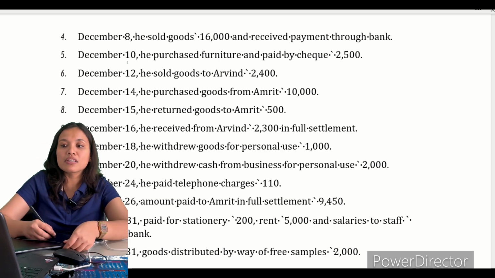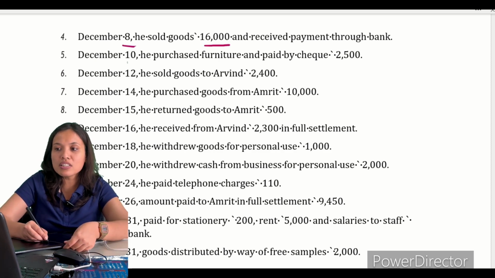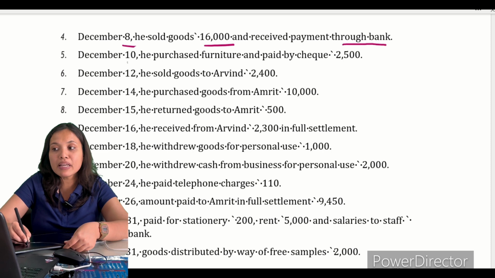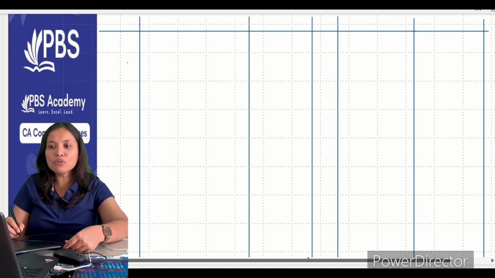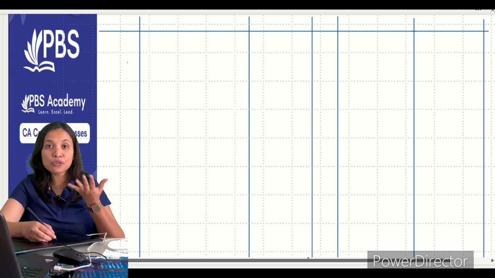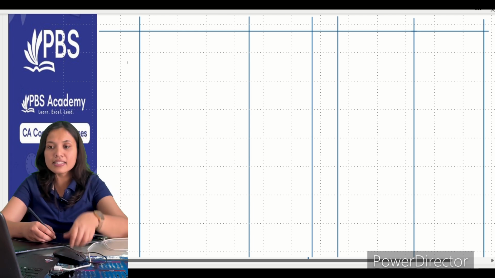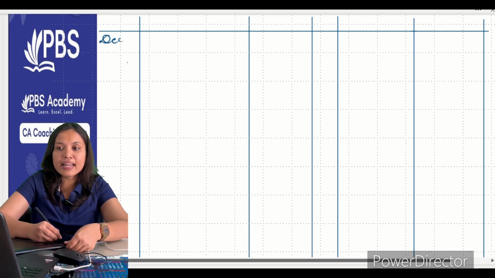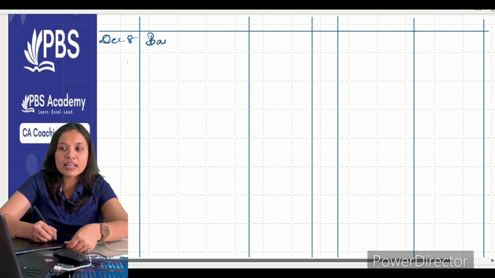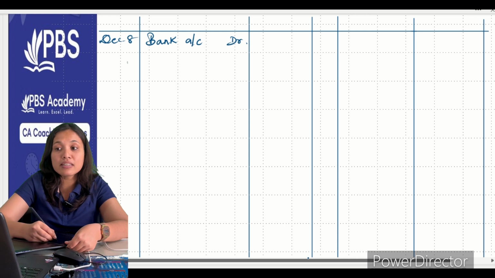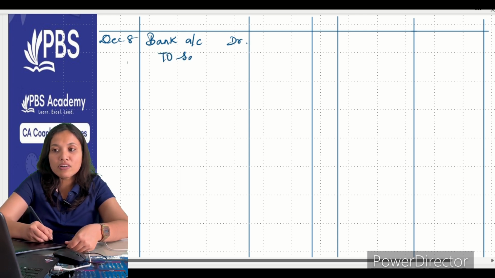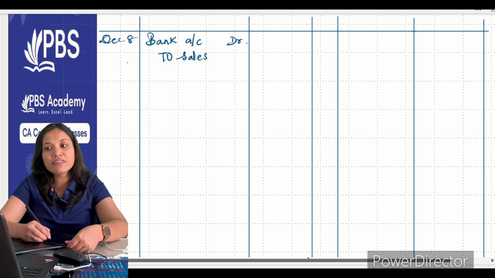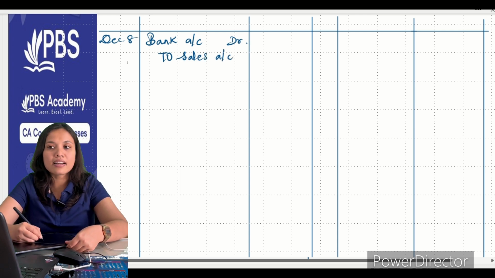Next. 4th, December 8, he sold goods 16,000 and received payment through bank. Your bank balance increases, so I will debit it. Any asset increasing, debit. So bank account debit, because payment received through bank. Now your sales, your revenue, your income also increases. So hence to sales account.